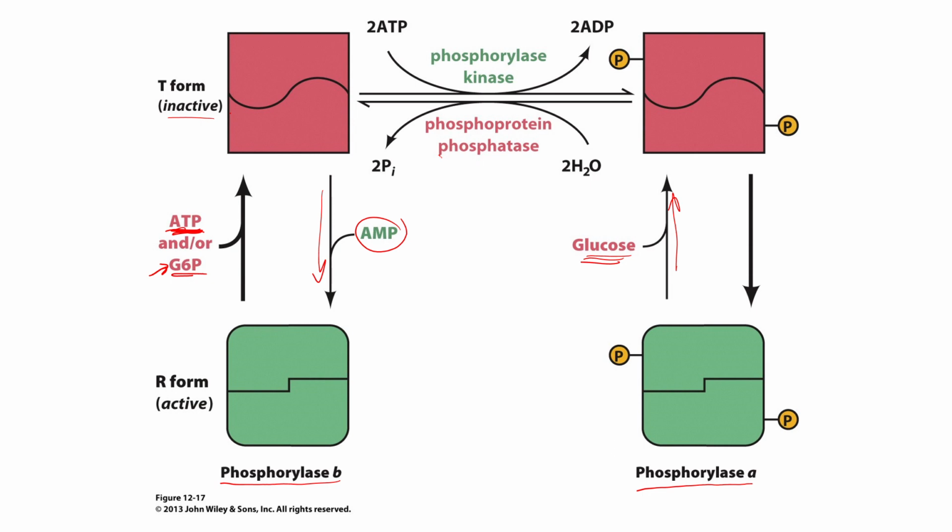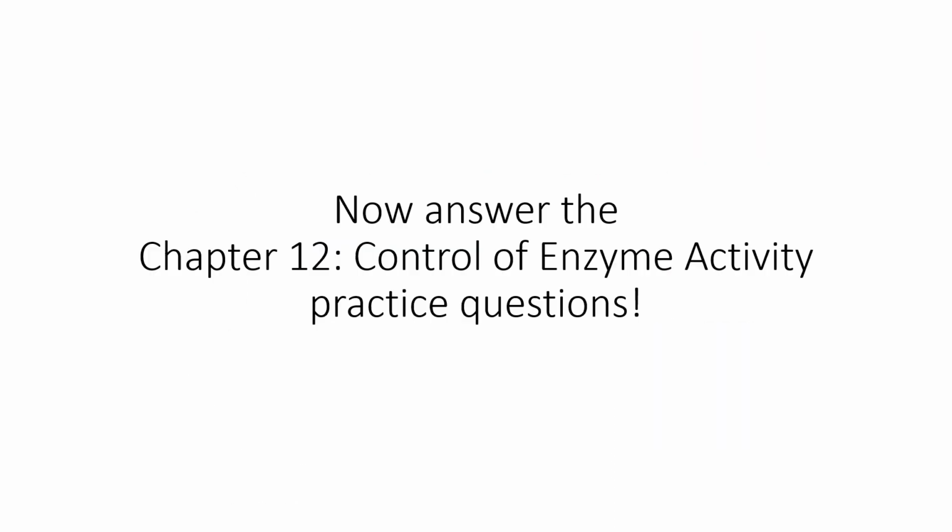So overall, hopefully that helps you see how both these covalent modifications through phosphorylation and dephosphorylation, as well as these allosteric effectors, help the cell make sure that glycogen phosphorylase is active when it needs to be active to help free glucose, to break it down, to help make more ATP. And glycogen phosphorylase can be inactive when the cell doesn't need it to be doing that. And so now you should have enough information to start answering some of the Chapter 12 Control of Enzyme Activity practice questions.